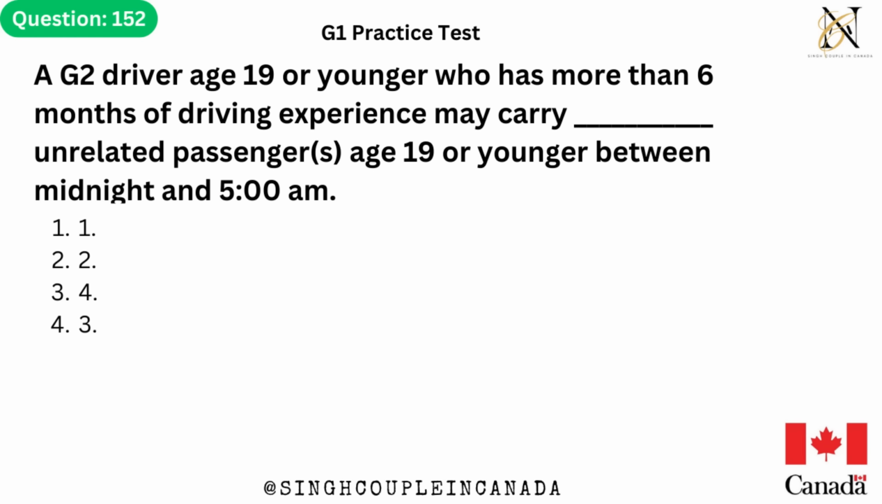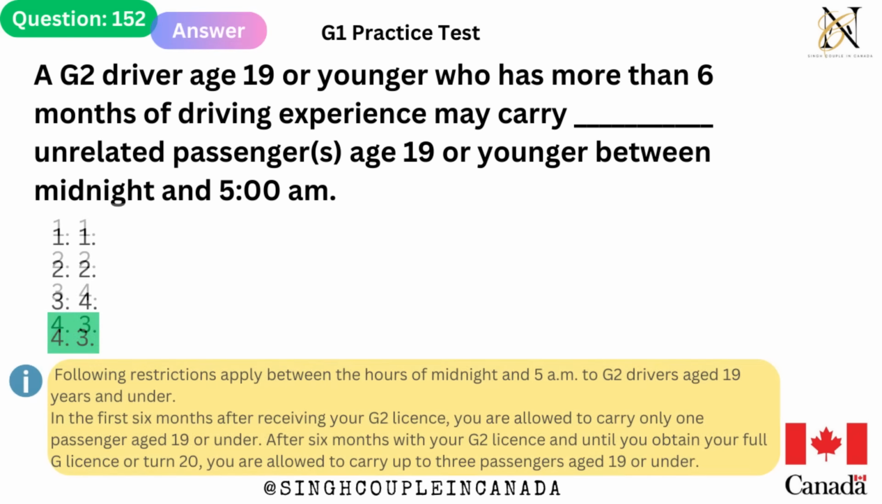A G2 driver age 19 or younger who has more than 6 months of driving experience may carry how many unrelated passengers age 19 or younger between midnight and 5 a.m.? 1, 2, 3, or 4? The answer is 3.